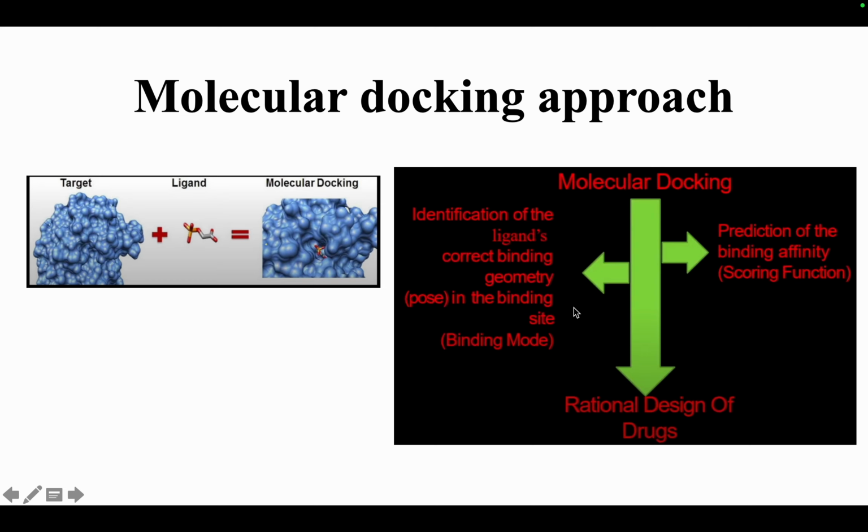So what is the rationale behind the design of drugs? Molecular docking identifies the ligand's correct binding geometry. It will not bind anywhere else; it will selectively bind to the active site. So the ligand will be designed and selected from the databases in such a way that it has the correct geometry at the substrate binding site. And then we'll predict the binding affinity. We'll have different scoring functions which will tell us how nicely the ligand is binding to the target.